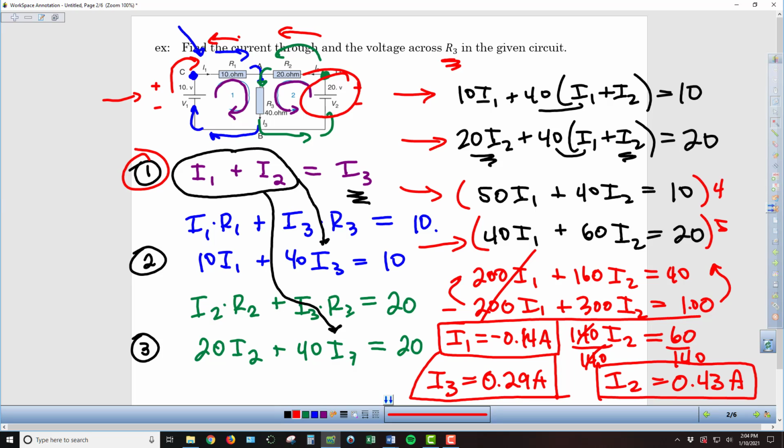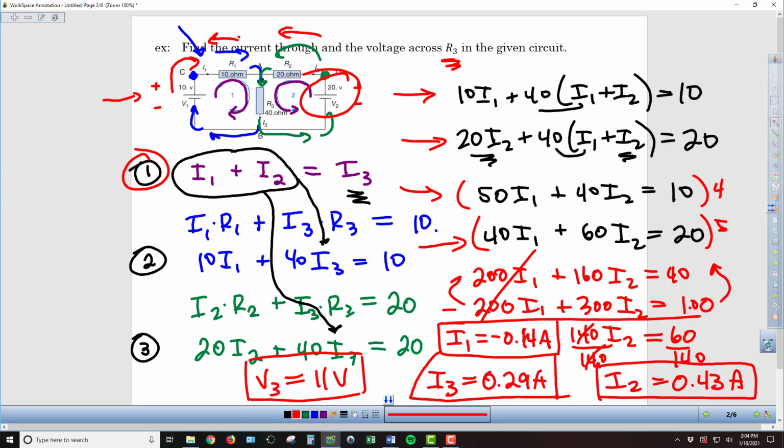And then if we want to figure out what the voltage across R3 is, now we know the resistance is 40 ohms, that was given. We now know the current, and so the voltage drop across that resistor, if we multiply 40 times 0.29 and round off to 2 significant figures, we'll get a drop of 11 volts.